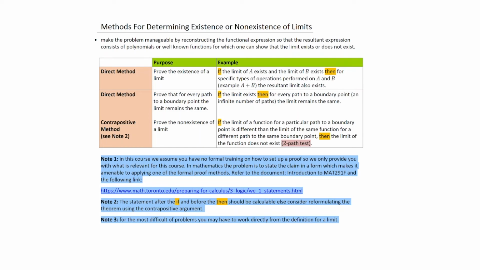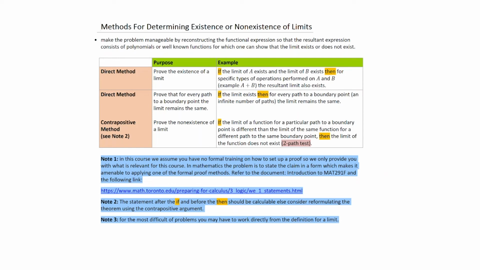Something called the direct method, which is, for instance, when you've got to prove the existence of a limit. How would you write such a statement? Again, this would be a conditional statement. You can see the if and the then right here. So if the limit of A exists and the limit of B exists, this is just an example, then for specific types of operations performed on A and B, for example, the summation, the resultant limit also exists. This would be a classical way of a direct method in terms of the way the problem is formulated.